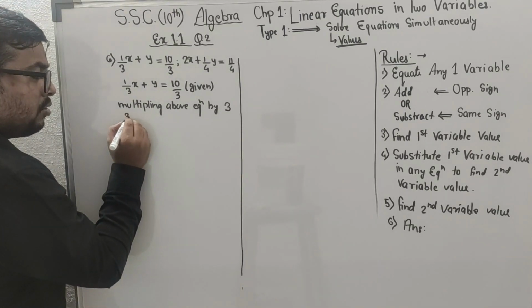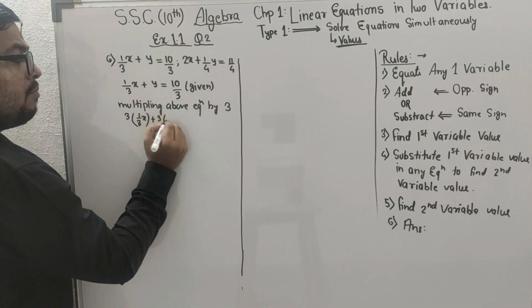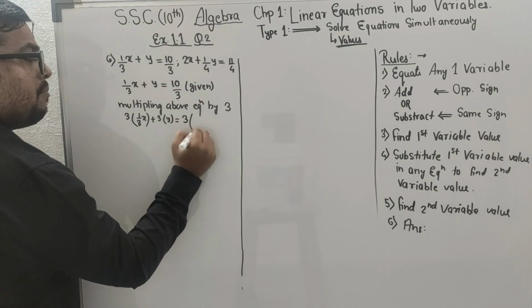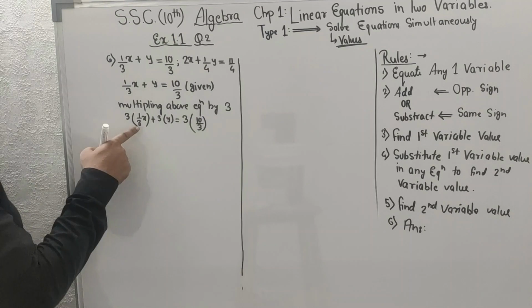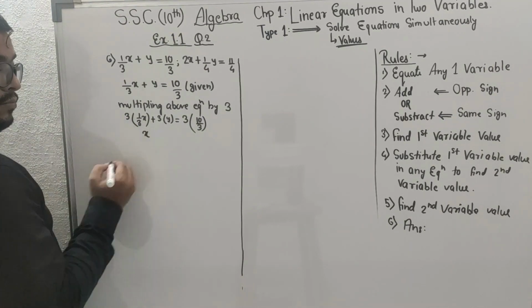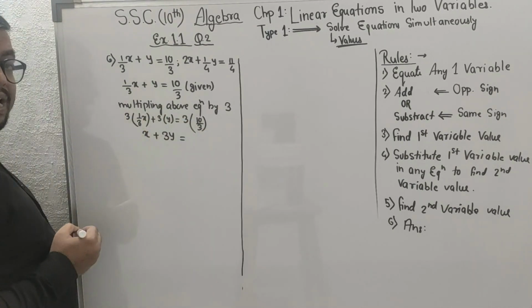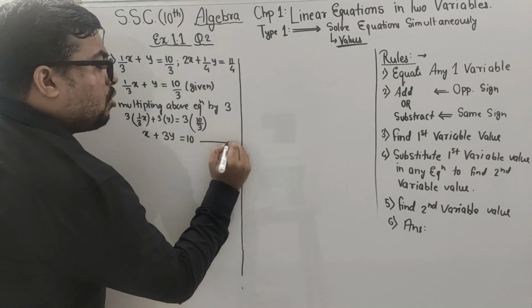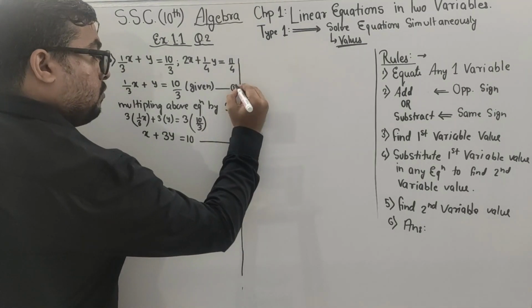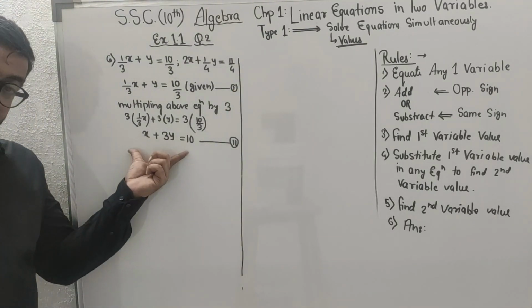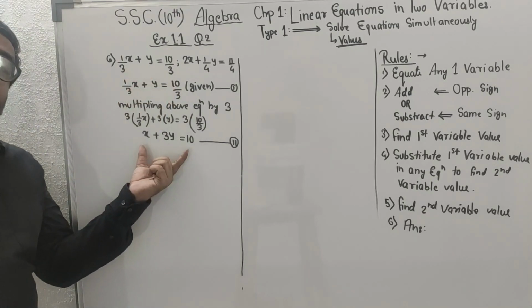So it will become 3 multiplied by 1 upon 3x, 3 multiplied by y, 3 multiplied by 10 upon 3. Okay, so 3 and 3 cancel, x plus 3 into y, 3y. 3 again will get cancelled and here 10. This is your equation number 1, this is equation number 2. You got a linear equation. Okay students, you have converted this difficult equation into a simple way.